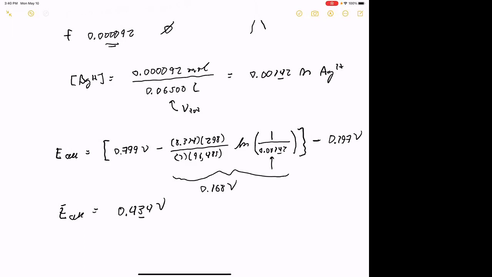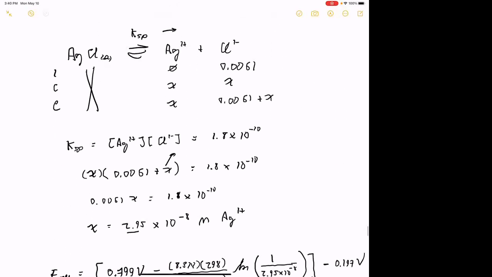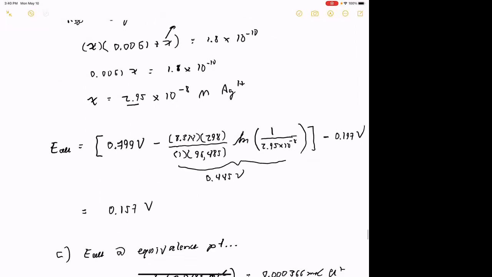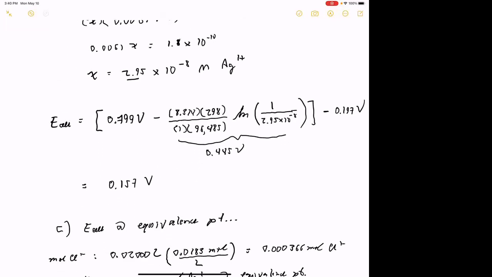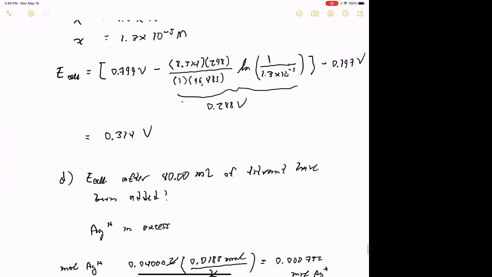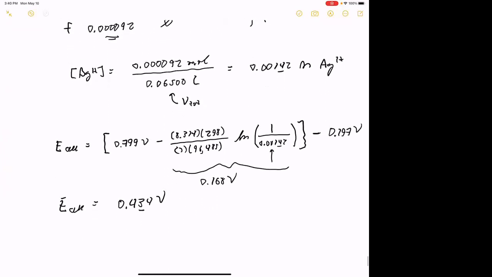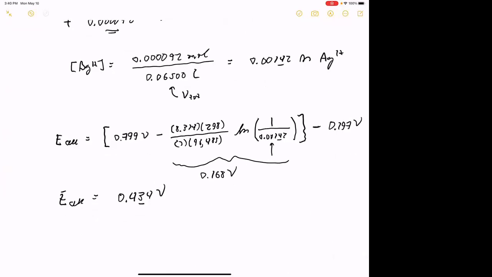So let's go back and just take a look at where we were in terms of cell potential all the way through. Okay, so part B, which was before the equivalence point, had me at 0.157 volts. The equivalence point had me at 0.314 volts. And after the equivalence point had me at 0.434 volts. So you can kind of see what's happening here. I'm getting an increase in voltage as I go to higher and higher silver ion concentrations in the solution.